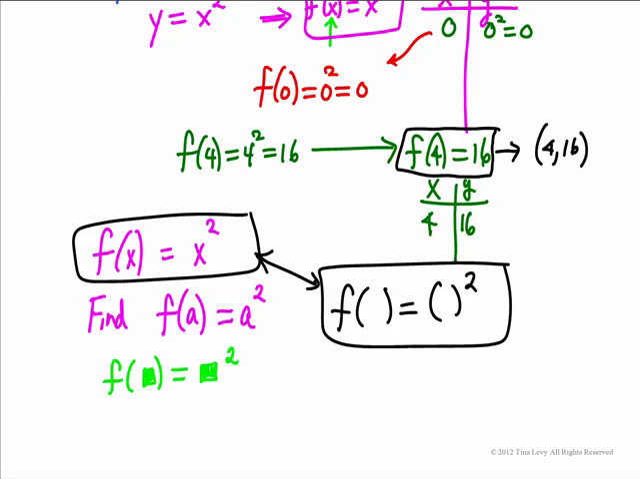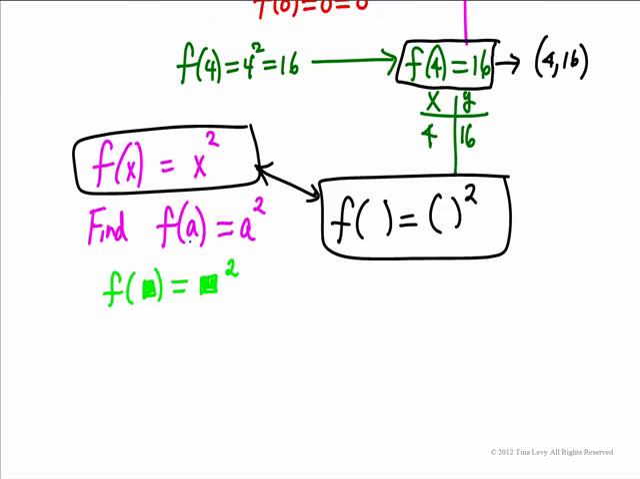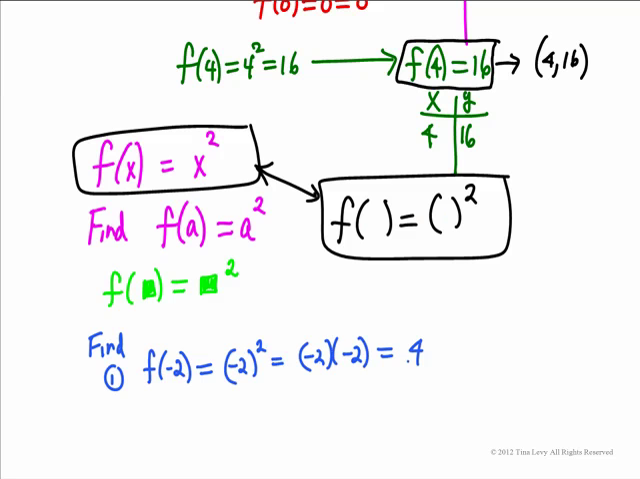So given this function, I said, what's f of a? Well, I might say first, find f of negative 2. Well, that just means it's like I said, there's a negative 2 in here, so it'll be negative 2 squared, which is negative 2 times negative 2, which is positive 4.